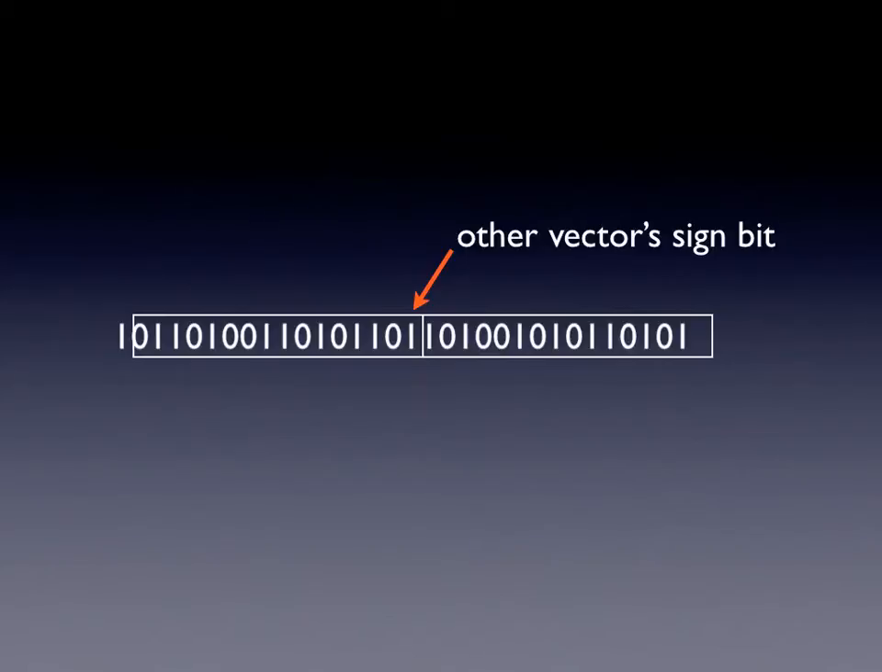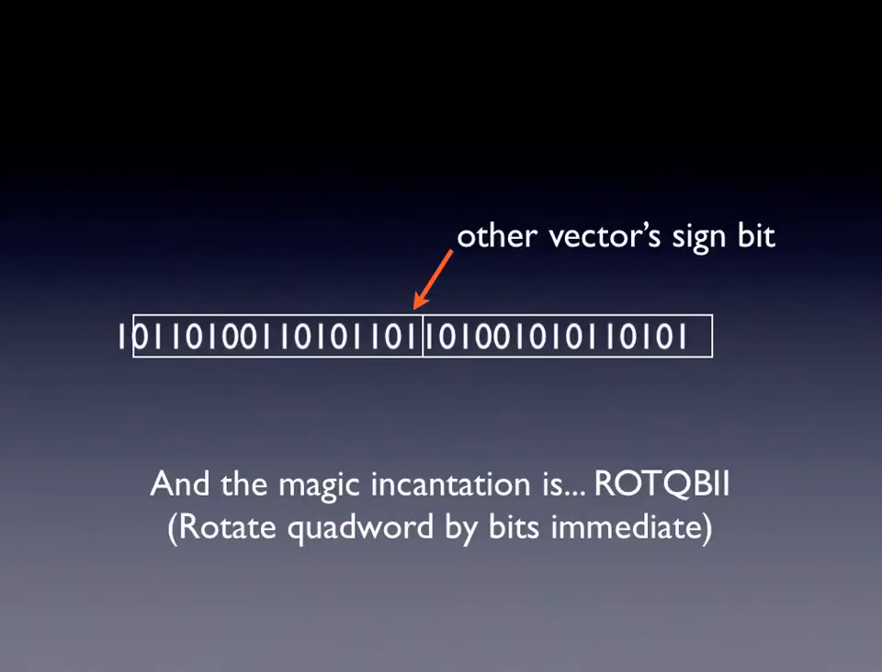So the important thing to notice is what used to be the sign bit has now been shifted over into the next element. And we do this using ROTQBII, rotate quad word by bits immediate, which luckily happens to be odd.